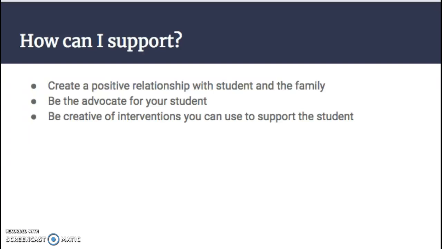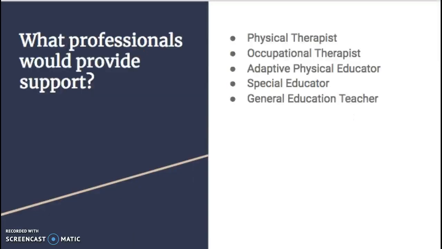How can I support? Create a positive relationship with the student and the family. Be the advocate for your student. Be creative with interventions. You can support the student. What professionals would provide support? There will be physical therapists, occupational therapists, adaptive physical educators, special educators, and general education teachers.